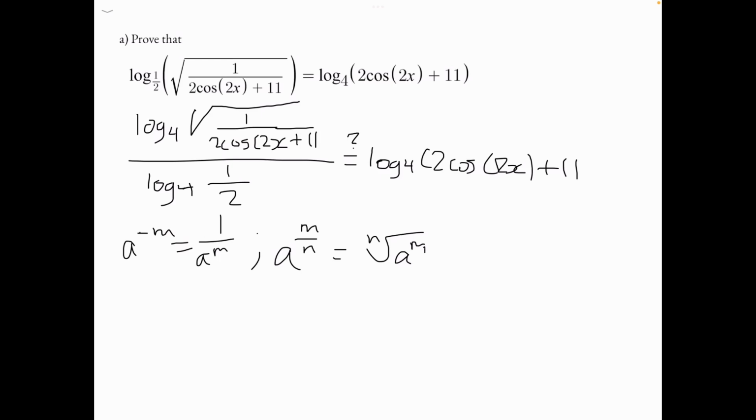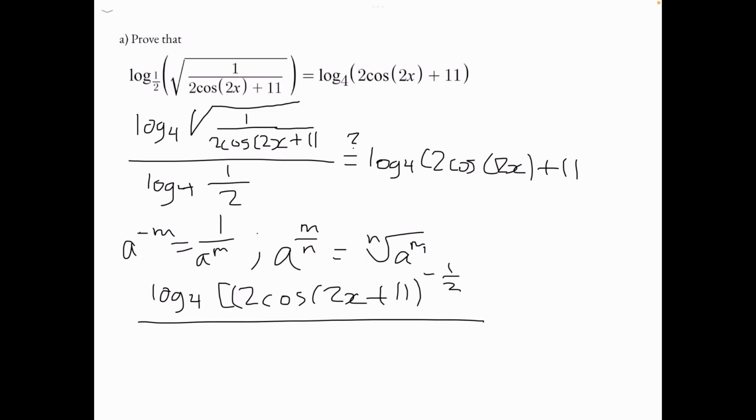So now we can write log base 4 2 cos 2x plus 11 to the power of negative 1 over 2. And for the bottom, we see that 1 over 2 is equal to 2 to the power of negative 1, which is essentially 4 to the power of 1 over 2.